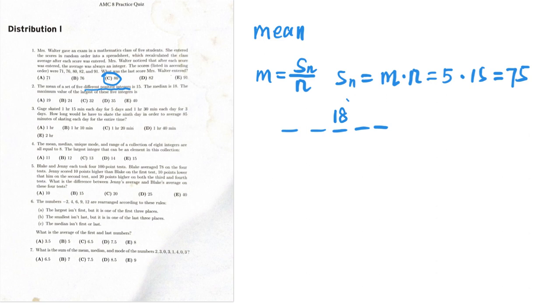Because they are 5 different positive integers, if we want to get the largest one as large as possible, then for the first two, we try to use numbers as small as we can.